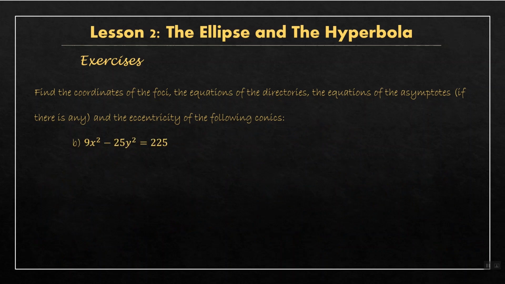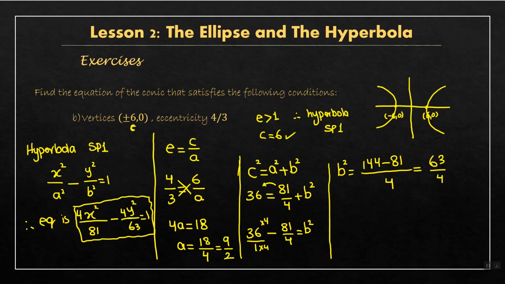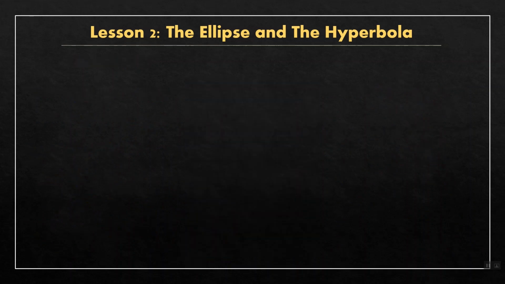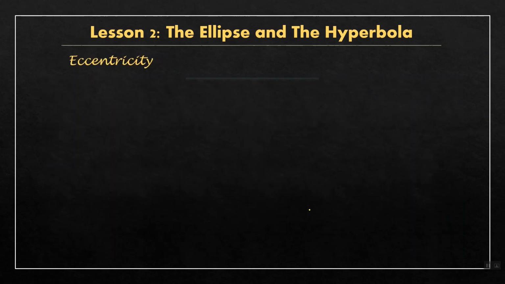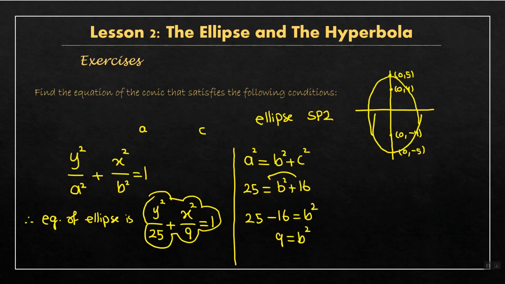Let's do another one. Okay, so this one is a little bit different. 9x squared minus 25y squared is equal to 225. We have an important problem here, which is that this side is not 1. In all of the standard positions, if we come back to this table, notice that this side must be 1. But in this question, that side is not 1. So what to do with this? What to do if that side is not 1?